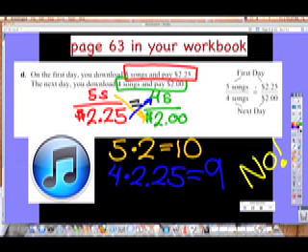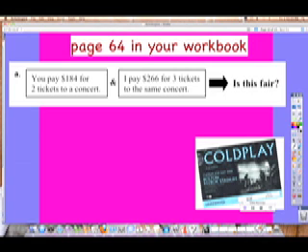Okay, guys, let's jump in your work. Let's jump to these ones I like. Deciding, is this fair? So at the top it's page 64. It looks like it's the very bottom, page 64. Okay, so the question is, is this fair? How do you decide if it's fair? All you have to do is check the proportions. So let's look at this one. It's saying $184 for 2 tickets. Let's write it as a fraction. $184 for 2 tickets. Okay, then let's write this one as a fraction. $266 for 3 tickets? I don't know.